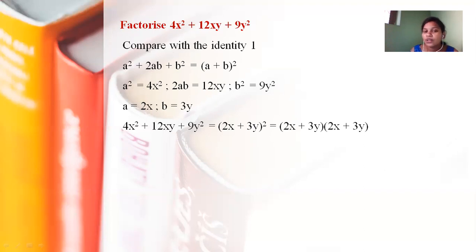Actually, I'm going a bit fast because we already know this factorization of (a + b) whole square and (a - b) whole square. Clear? Now, factorize 4x square minus 9.